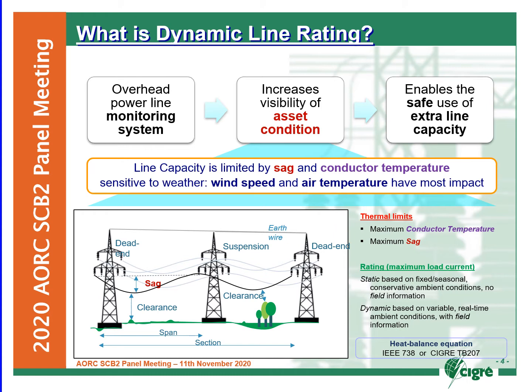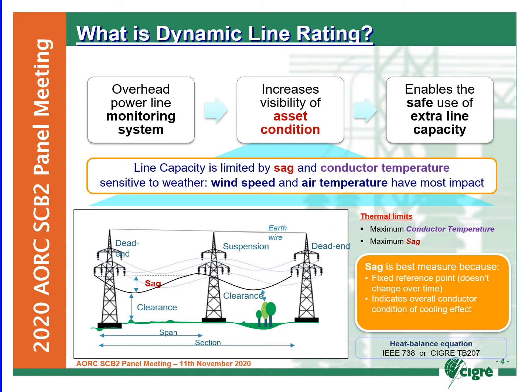The ratings tells you the maximum amount of current that can be passed through the line until the safety limit is reached. The safety limits are defined by the maximum sag, typically by regulation to do with clearance safety to ground, and the maximum conductor temperature, which is a metallic material property of the cable. Here, a key point to keep in mind is that sag is the best parameter to measure. Why? Because it is a fixed reference point. The clearance can change over time, especially if there's trees or buildings under the line, and it indicates the holistic condition of the conductor cooling effect, which is necessary for calculating the dynamic line rating.